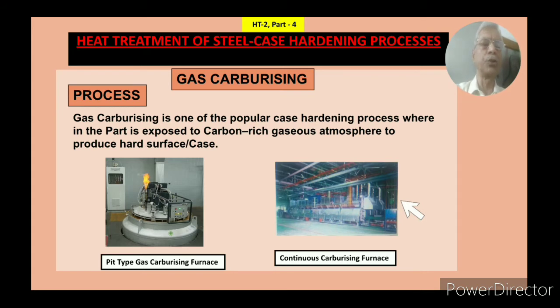What are the equipments used? Generally pit type gas carburizing furnaces, and the second one is continuous carburizing furnaces. These are the two basic furnaces used for gas carburizing. Out of these, I think the pit type furnace is more popular. I will not tell much detail about these furnaces because I have to cover the process basically.